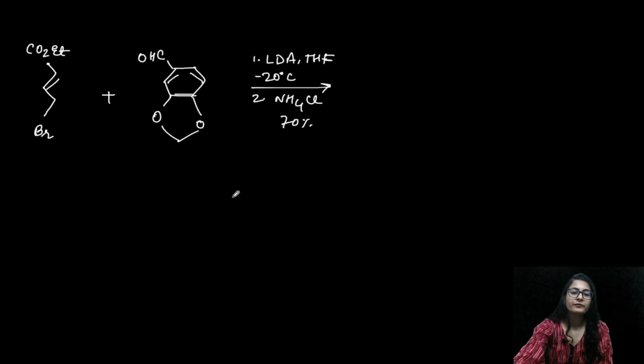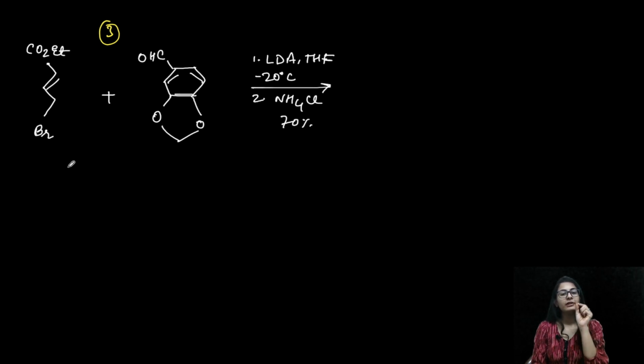Let's now move onwards to one more example. So this is our third example for Darzens glycidic ester condensation. Stop the video, do it by yourself, and then we are going to proceed. Okay, now this is a little bit of a different reaction. Why? Because see, the bromine is not present on the alpha carbon to the ester.